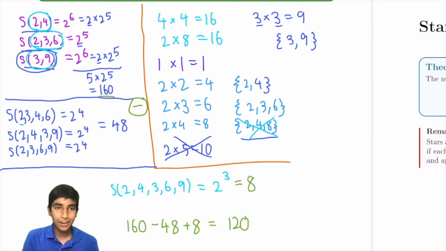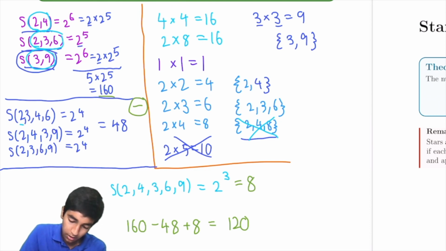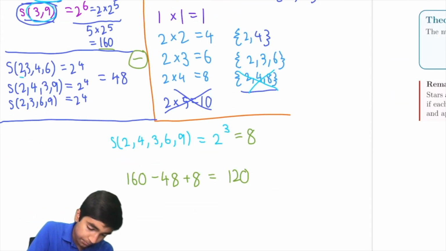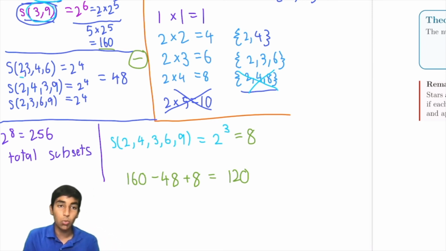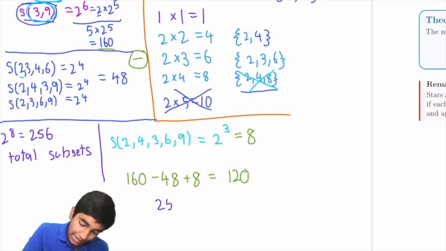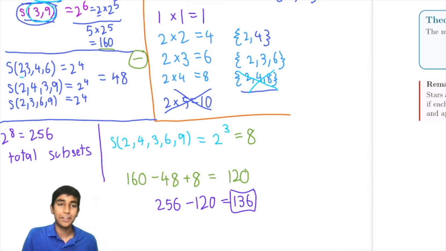But careful here. Remember, we're doing complementary counting. So we have a total of 2 to the 8 subsets, right? 8 elements, so 2 to the 8 equals 256. And this is the total subsets. The 120 is the number of subsets with at least one product. So the number of subsets that are product free is 256 minus 120, which is 136, the final answer.